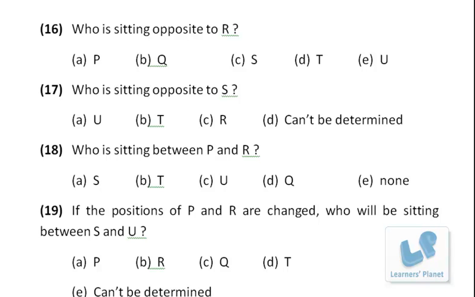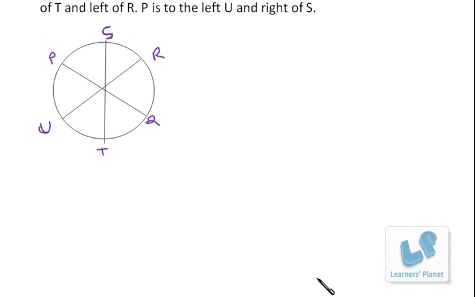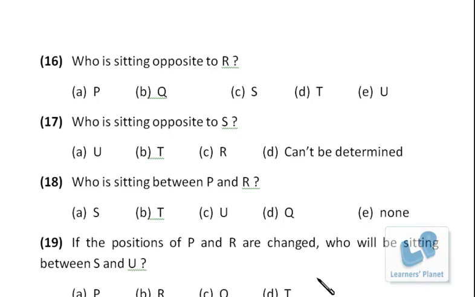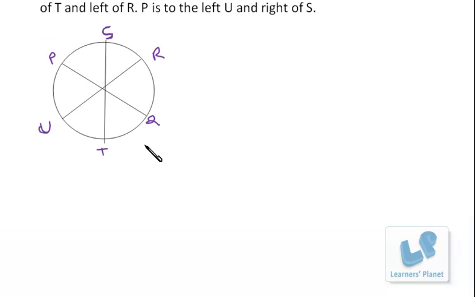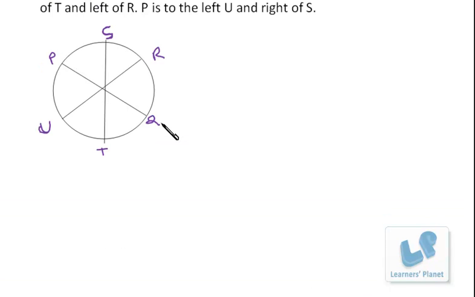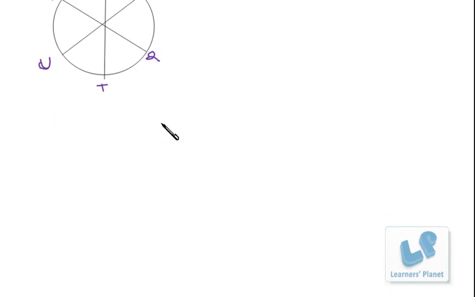Now, who is sitting opposite to R? That is U. Right? So, this is clear. Who is sitting opposite to S? Opposite to S is T. So, it's T. Who is sitting between P and R? P and R, that is S.